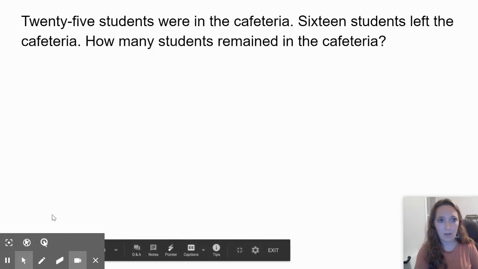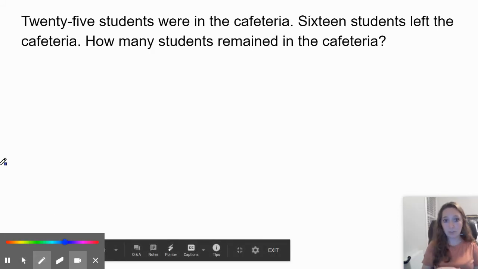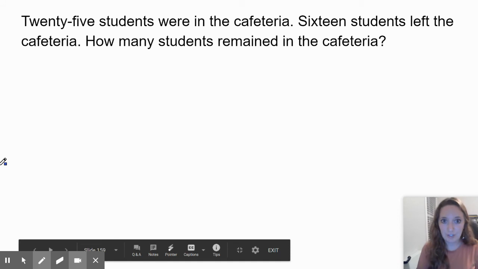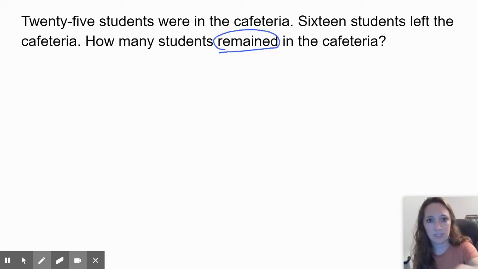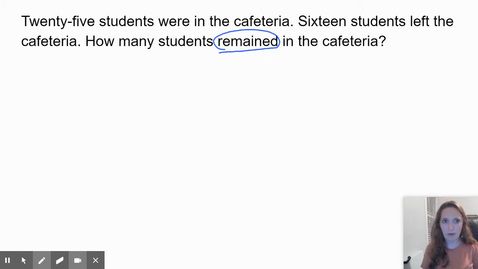Last one. 25 students were in the cafeteria. 16 students left the cafeteria. How many students remained in the cafeteria? Remained. What does that mean? Let's read it again and figure it out.